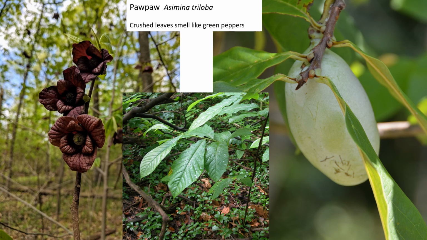And one of the other clues to use, if you're looking at a leaf and you think it's pawpaw, is to grab the leaf and crush it and you'll get the odor of green peppers, which is an awesome clue. There's not too much else out there, I think, that smells like that. So here's a tree that has multiple clues that can be used depending on the time of year that you're looking at the species in the woods.